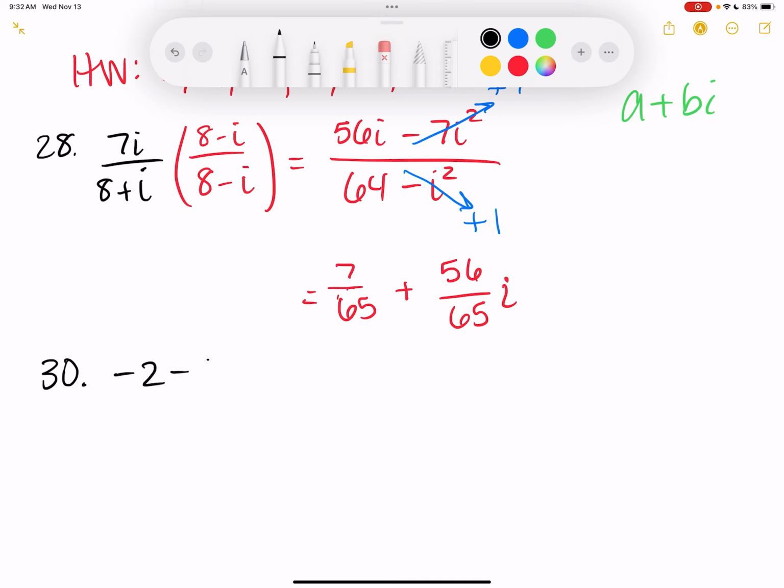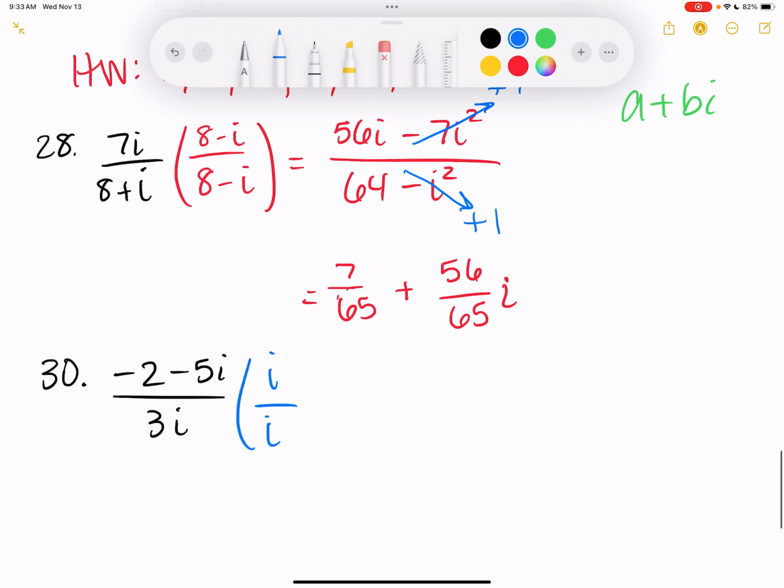All right, number 30: (-2 minus 5i) over 3i. So this one is a little bit different. The first one we had 8 plus i, so to get rid of it we needed to do a difference of squares. This one I only have 3i on the bottom, and I need to get rid of i. Any idea what I might need to do? Multiply by i.